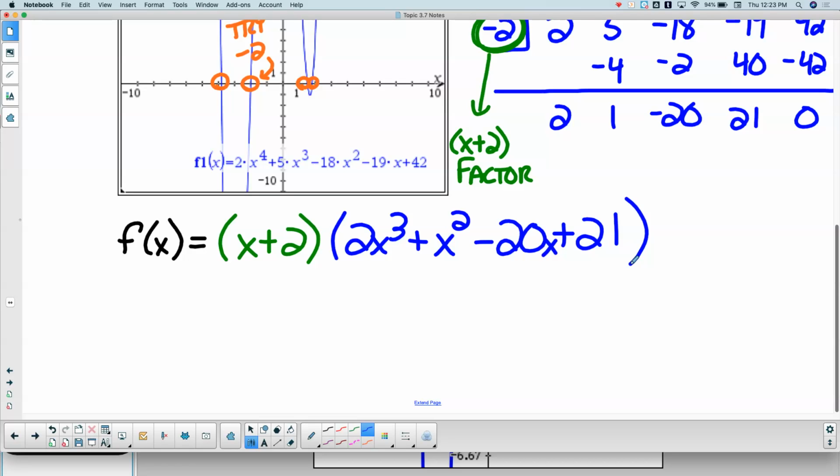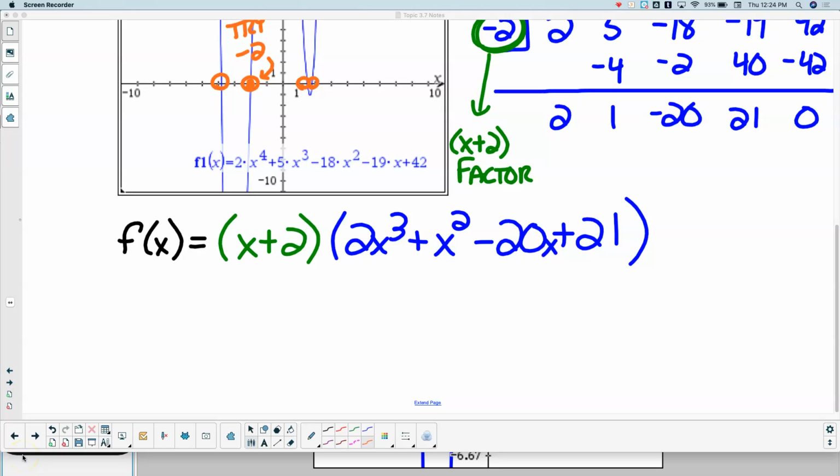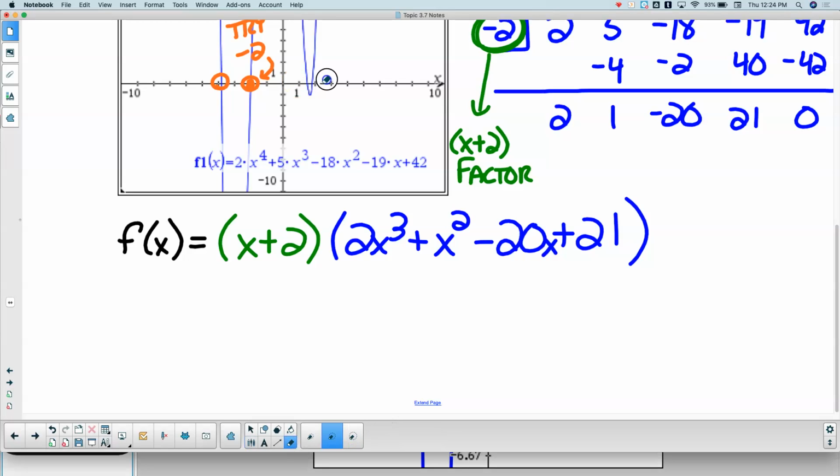Do I have any way to solve a cubic yet? No, I don't, right? Okay? So I used that one. So, 1/2. Will 1/2 work here? Let me get rid of this stuff now. Will 1/2 be a 0?